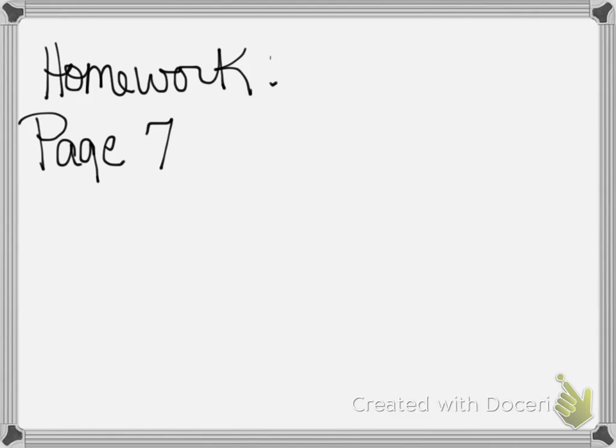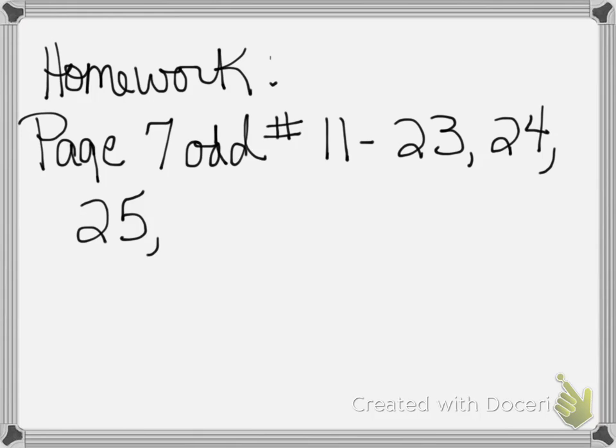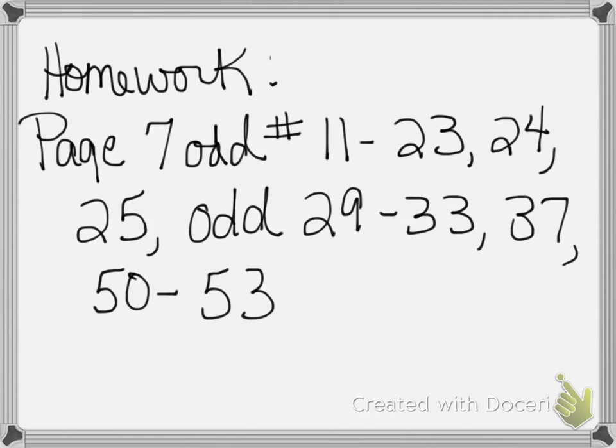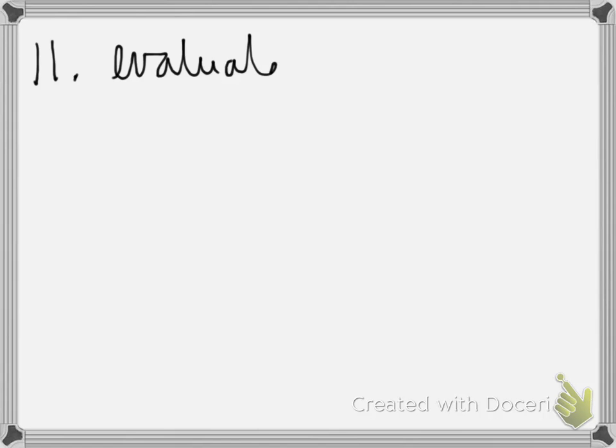Your assignment is page 7, odd numbers 11 through 23, 24, 25, and odd numbers 29 through 33, 37, and 50 through 53. I'm going to do a couple problems for you. You should try to do them on your own and then look at my work and see if our work is the same. Now, there might be some steps that are a little different, but what matters is that our final answer is the same. Here's number 11.